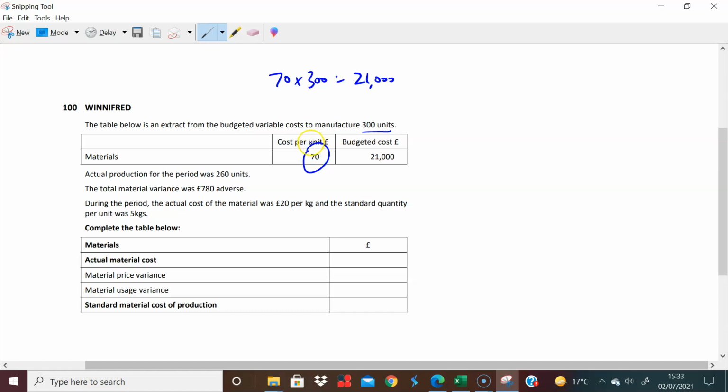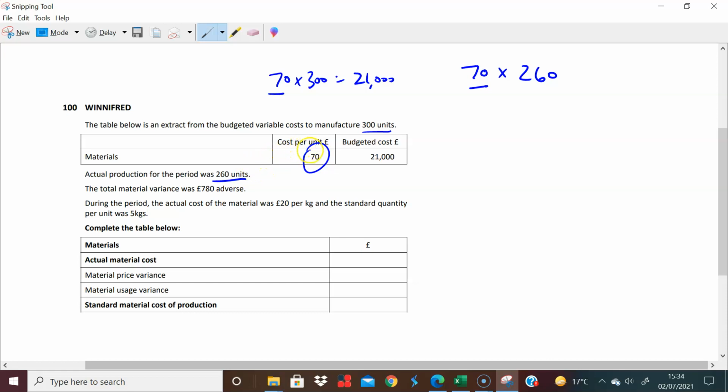Now, if I just want to understand the material cost, I'm expecting you to spend £70, if you like, on a unit. So therefore, on the actual production of 260 units, just from a standard cost point of view, I'm expecting you to spend 70 times 260. That's my standard material cost of production, right? £70 a unit. So 70 times 260. That's what I'm expecting you to spend.